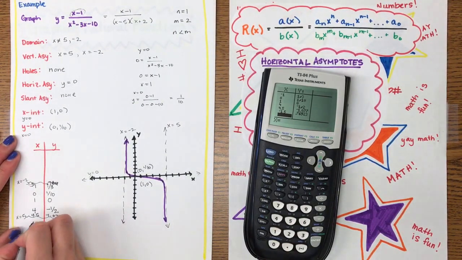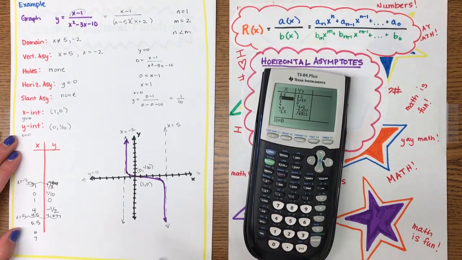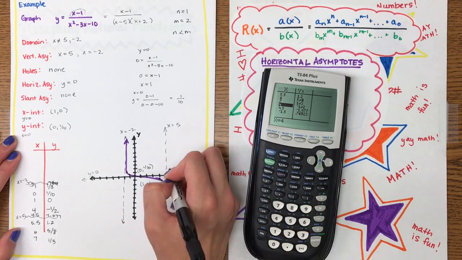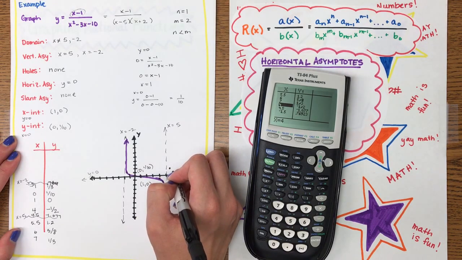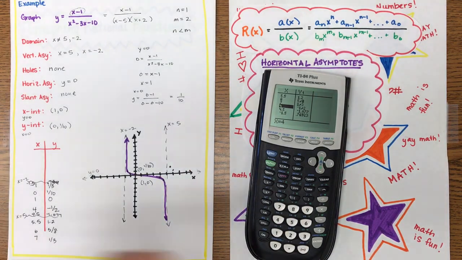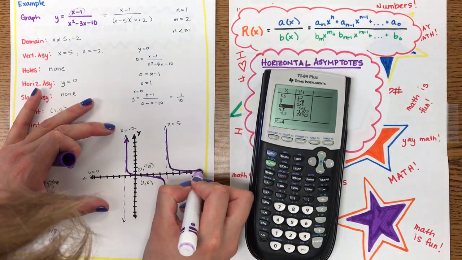Okay, so I'm thinking I want maybe 5.5, 6, and 7 to the right. So 5.5 is going to give me 1.2. 6 is going to give me 5/8. And 7 is going to give me 1/3. So 5.5, 1.2, 5/8, 1/3. I can kind of tell that this is curving from this asymptote down to this asymptote.